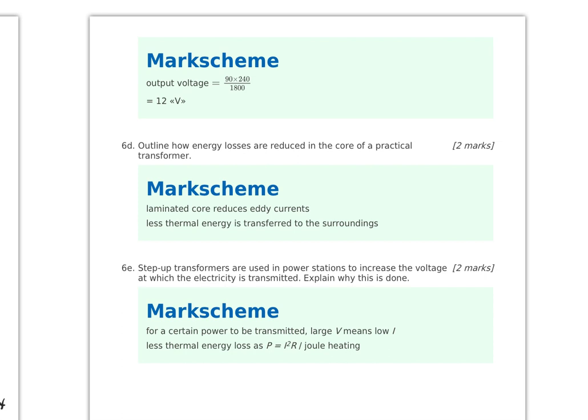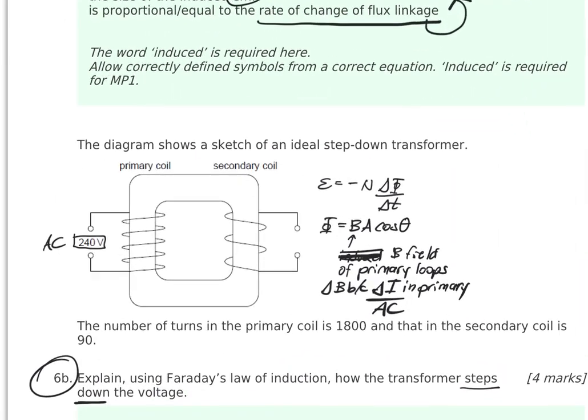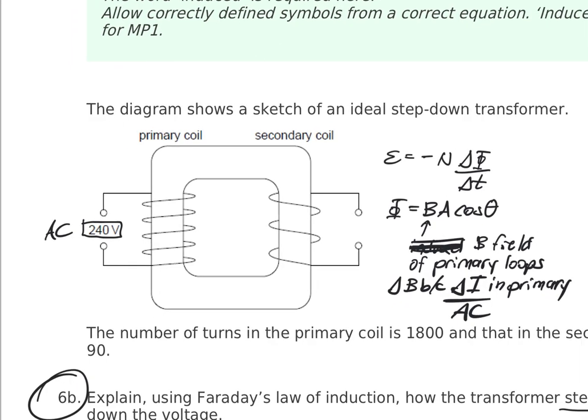How are energy losses reduced in the core of a practical transformer? The energy losses would be to heat, so it's thermal energy. But by using a laminated core, it reduces eddy current. So again, the core is this set of nested rectangles right there. That's the coil, the core.